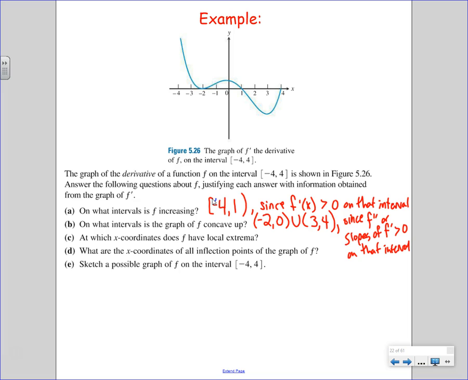F double prime is greater than 0, which is seen by the slopes being greater than 0, aka positive, which is also seen by F prime increasing. All three of those are synonymous. Good job.